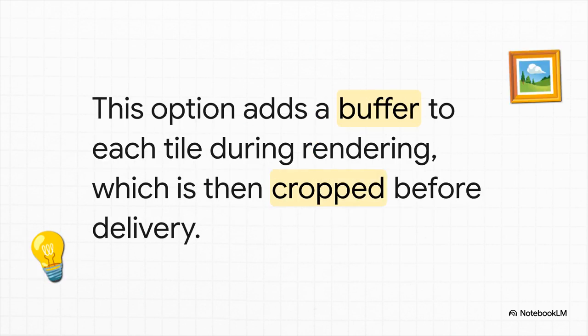Well, check out this elegant solution. Right in your config file, there's an option called Tile Margin. It tells the server, hey, before you send that tile, render a slightly bigger area around it and then crop it down to the right size. That extra space, that buffer, gives the labels room to breathe so they don't get cut off. Yeah, it has a tiny performance cost, but for crisp, professional-looking labels, so worth it.